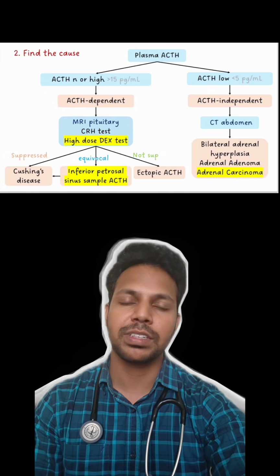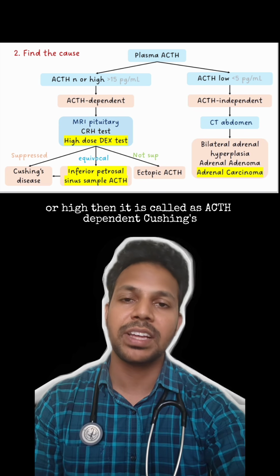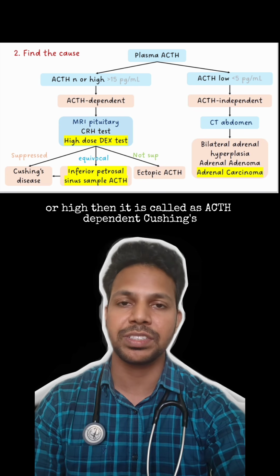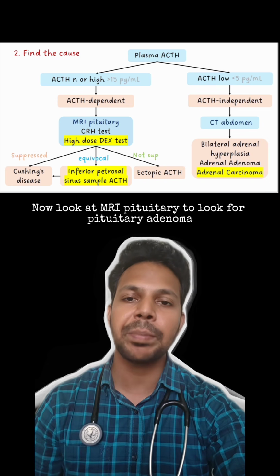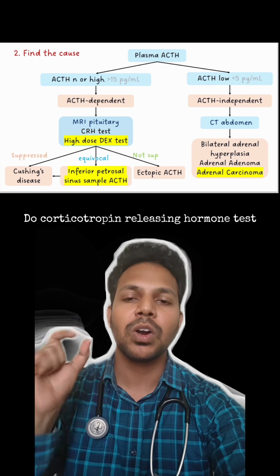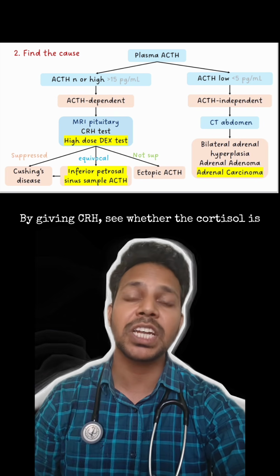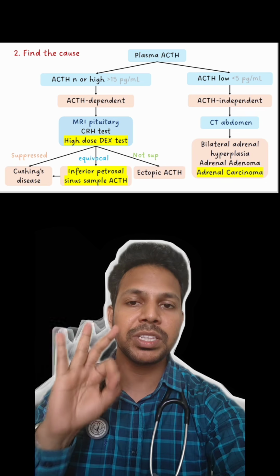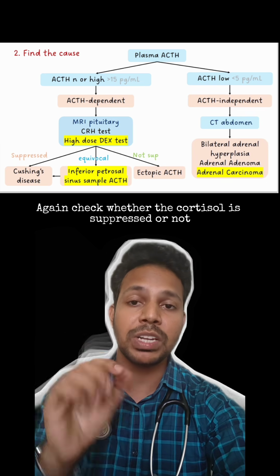Now find the cause. For that, look at plasma ACTH level. If the ACTH is normal or high, then it is called ACTH dependent Cushing's. So the Cushing's is because of ACTH production somewhere in the body. Now look at MRI pituitary to look for pituitary adenoma. Test from top, do corticotropin releasing hormone test. CRH stimulation test. By giving CRH, see whether the cortisol is increased or not. Number 3, test from bottom, high dose dexamethasone test. Again, check whether the cortisol is suppressed or not.